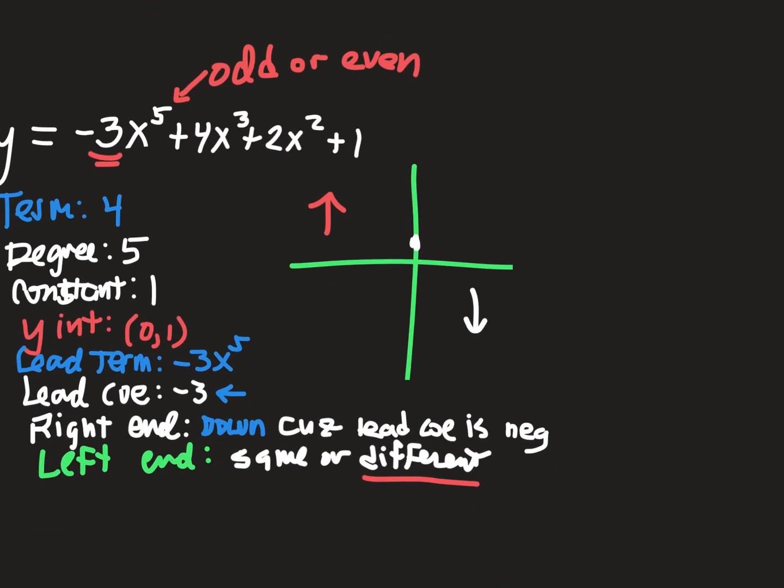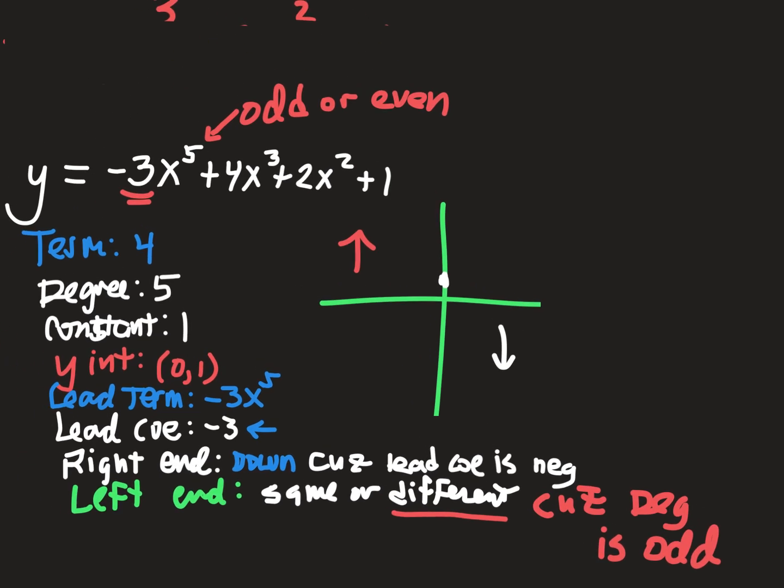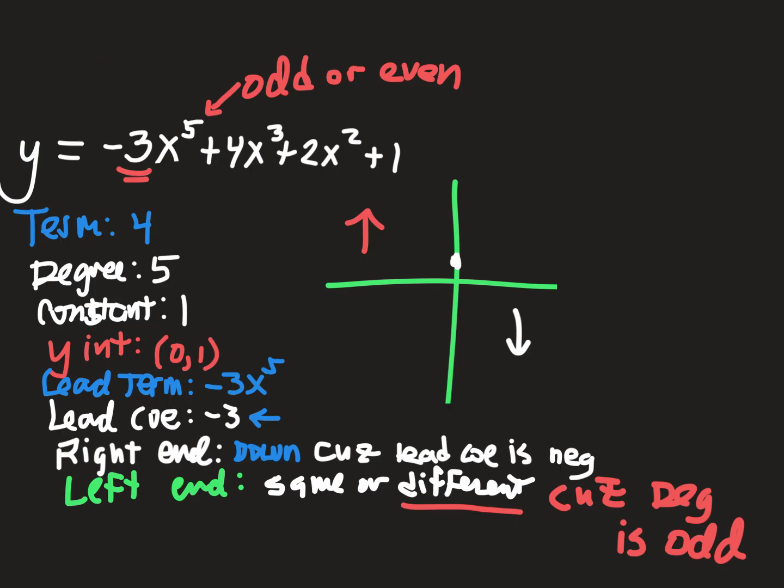So this one's different because the degree is odd. That's a lot of notes. But if you wrote them all down, now you have a chance that if you're in your homework and you're like, oh, okay, I can't tell if this thing's going up or down on the right or up or down on the left, or I don't know what this lead coefficient thing is, you have one good shining example.